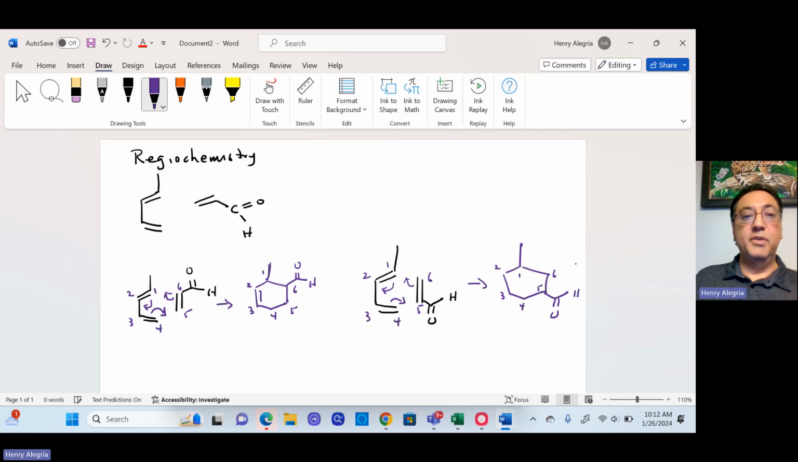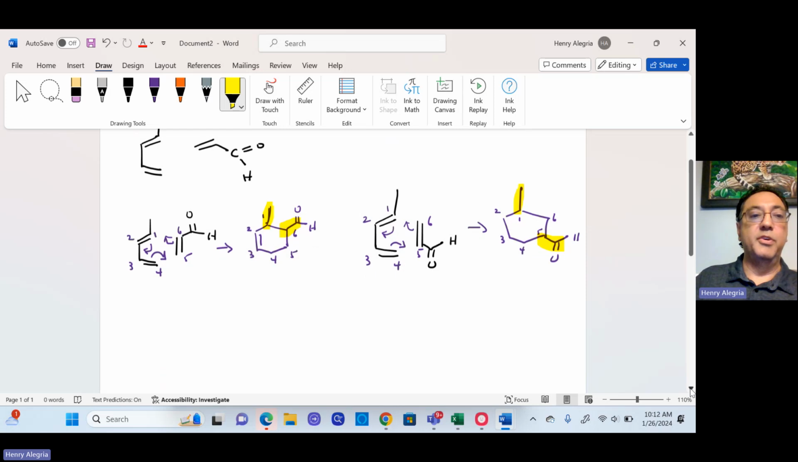So notice the difference. Your two substituents in the first case are 1,2 relative to each other, but they are 1,3 relative to each other here. So you see the regiochemical outcome is different depending on how the dienophile orients itself. And the question you should ask is, well, does it make a difference? Wouldn't it work either way? And the answer is there is a preference. How do we know which of those will be preferred?